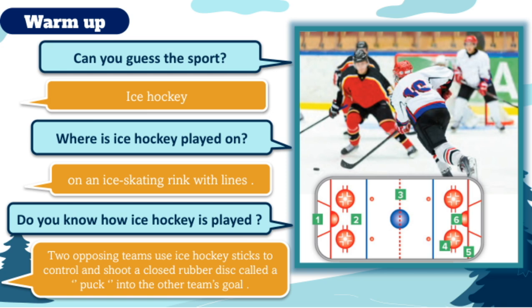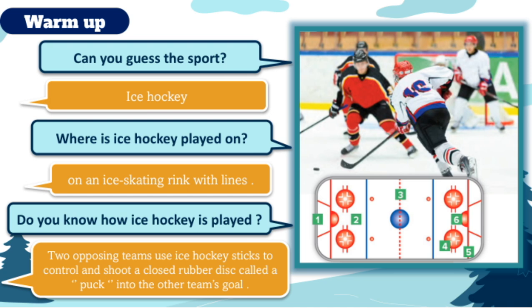Now, do you know where ice hockey is usually played? That's right, on an ice skating rink, which is marked with lines to help organize the game. These lines include the goal lines, blue lines, and center line, all essential for gameplay. So, where exactly is ice hockey played? On an ice rink, of course. And can you guess the sport we're talking about? It's ice hockey, a thrilling sport that combines speed, precision, and teamwork.